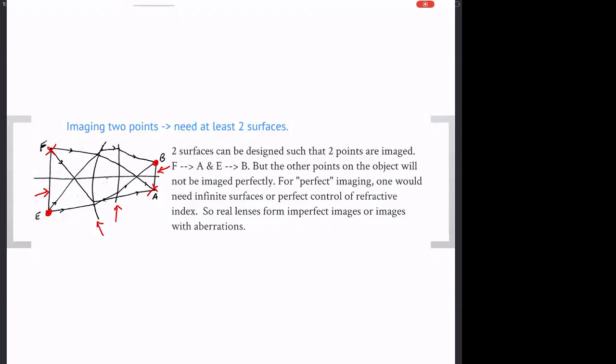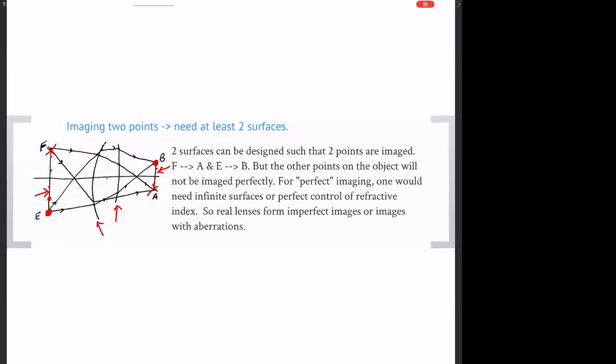And you can actually, in fact, show that if you want to have perfect imaging, and what I mean by that is that every point of the object, let's say, which is an infinite number of points, you want them to be mapped to the infinite number of points on the image, you need an infinite number of surfaces, or a perfect control of refractive index. So this is actually, of course, not possible.